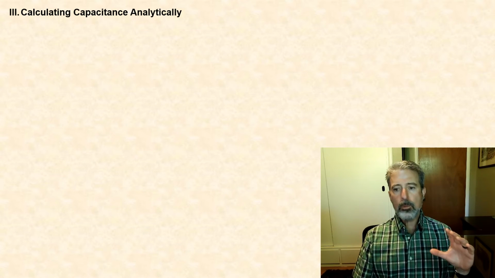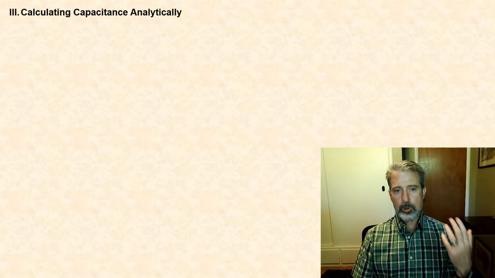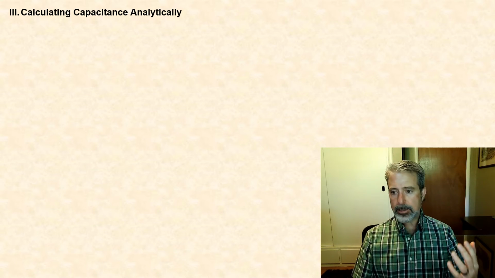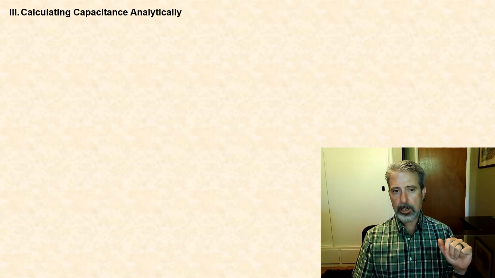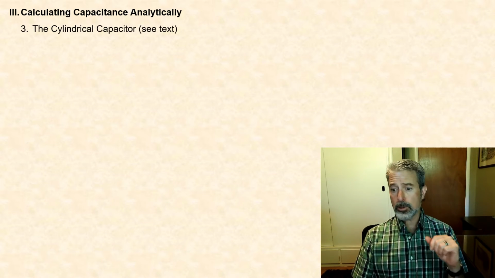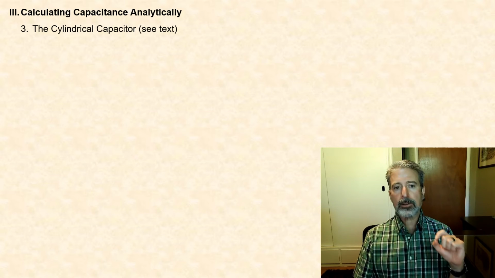We'll take a look at one more example where we calculate the capacitance of a certain geometry capacitor in an analytical fashion. So we can take a look at how certain factors like the size, the shape, the separation of the conductors will affect the capacitance, affect the capacitor's ability to store charge and electric potential energy. The case of the cylindrical capacitor is a good problem. It's in the text. We can't do everything, so you can check that out on your own.